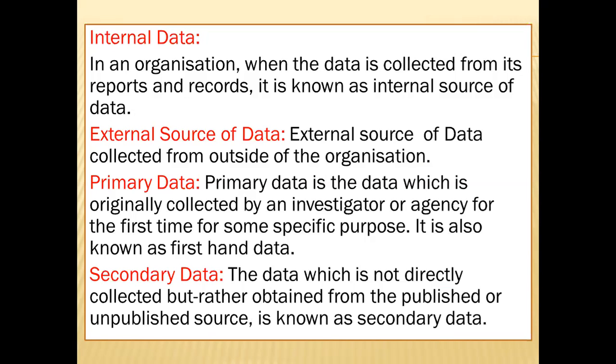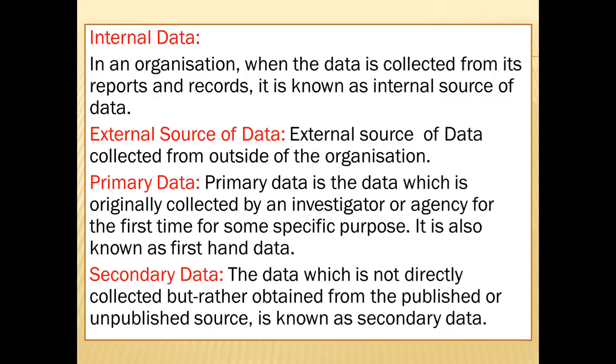So what is primary data? Primary data is the data which is originally collected by an investigator or agency for the first time for some specific purpose. It is also known as first hand data or first hand information. Then secondary data is the data which is not directly collected but rather obtained from a published or unpublished source.